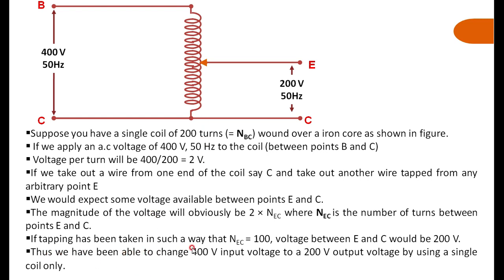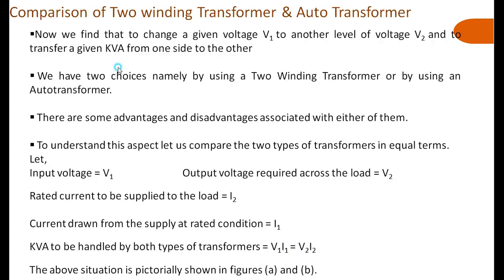Thus, we have been able to change 400 volts input voltage to a 200 volt output voltage by using a single coil only. Therefore, this is how the single phase auto transformer works. Then we will compare the two winding transformer with the auto transformer.